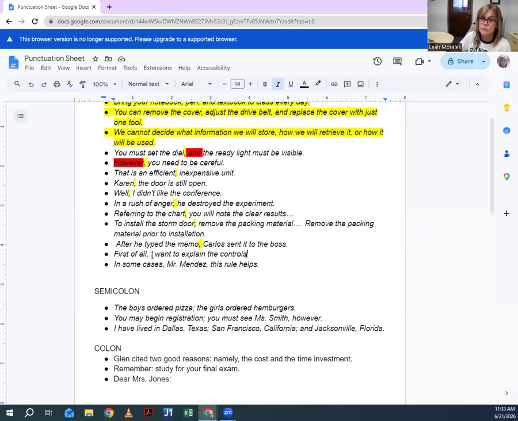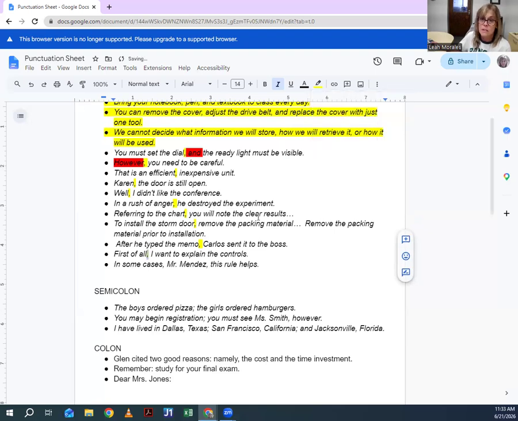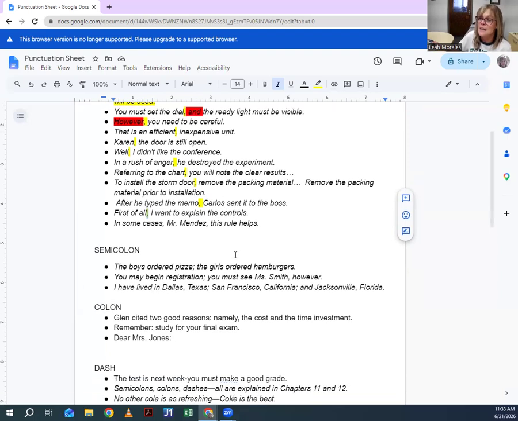expressions. First of all, comma, I want to explain the controls. Okay? First of all, gets a comma after it. My daughter will tell you if I say first of all, you probably don't want to hear what's coming next because that is a phrase I tend to use when something has irritated me. But it doesn't have to mean that, right? It could mean before we get started with anything else, I want to explain the controls.